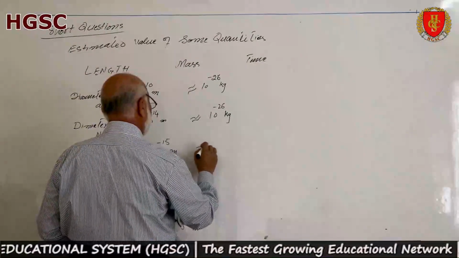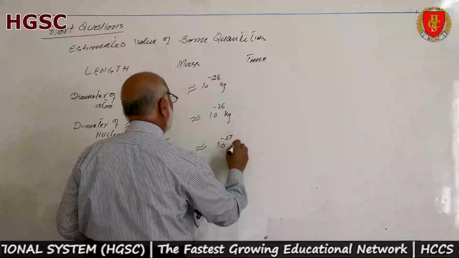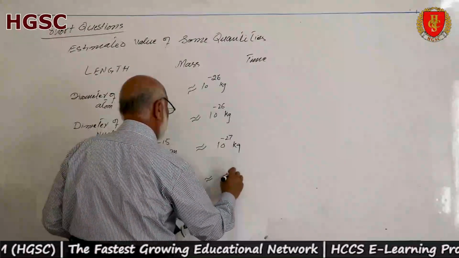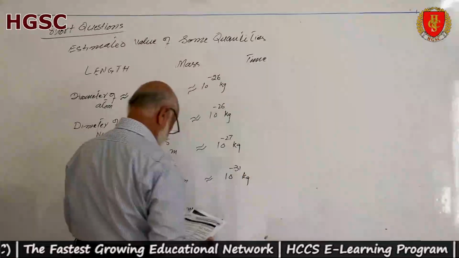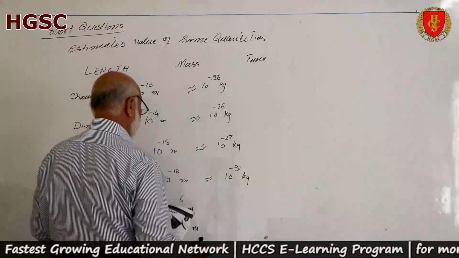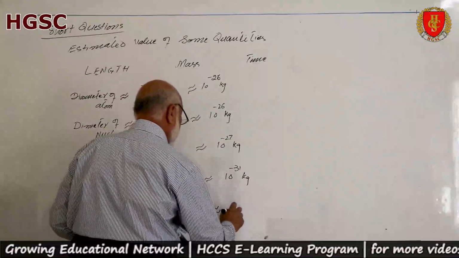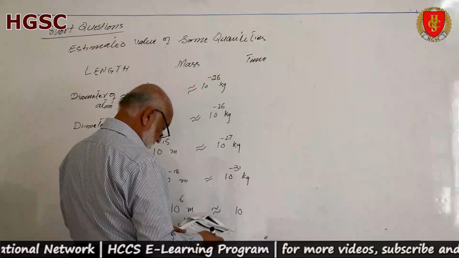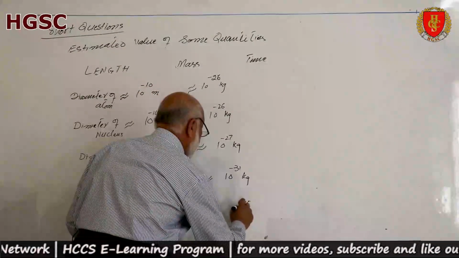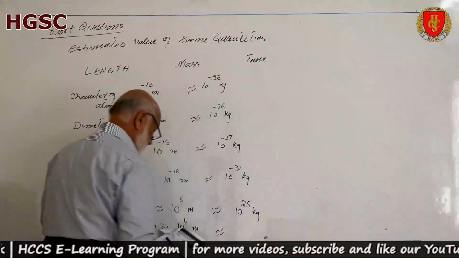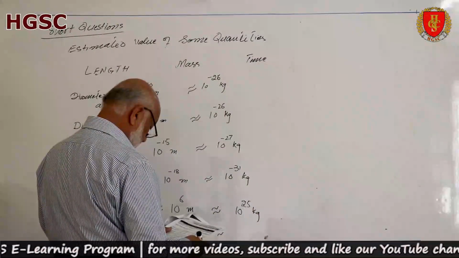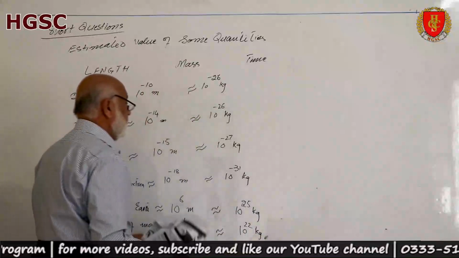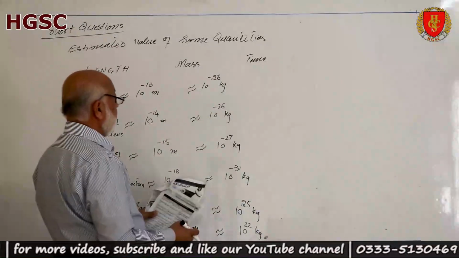Mass of proton is of the order of 10 per minus 27 kg and mass of electron is 10 per minus 31 kg. Mass of Earth is 10 per 25 kg and mass of the moon is 10 per 22 kg. This is approximation.